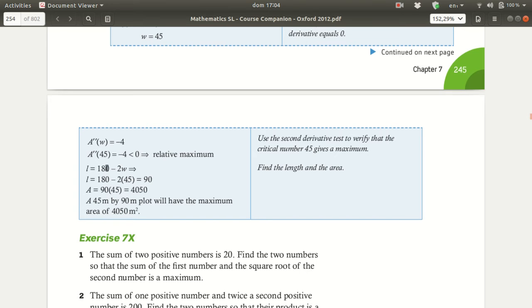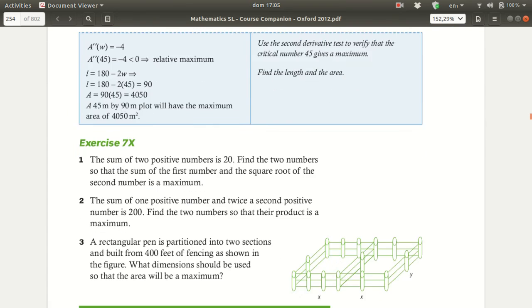So the length, which is given by 180 minus 2W, we can now replace the critical value that we found and find the actual length, which is going to be 180 minus 2 times 45. And when we figure that out, we get a result of 90. So our area is going to be the length, which is 90, times the width, which is 45. In other words, 4050. A 45 meter by 90 meter plot will have the maximum area. And what is the maximum area? 4050 square meters. Let's take a look at another example.